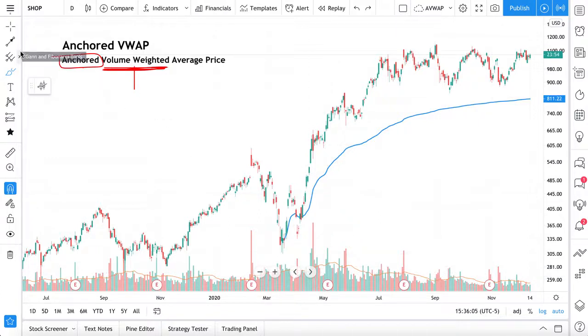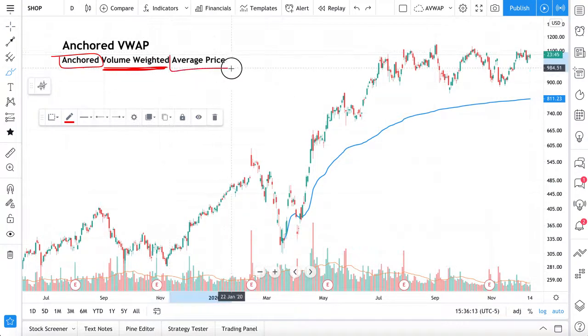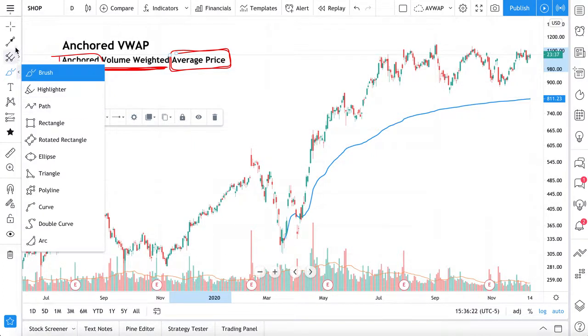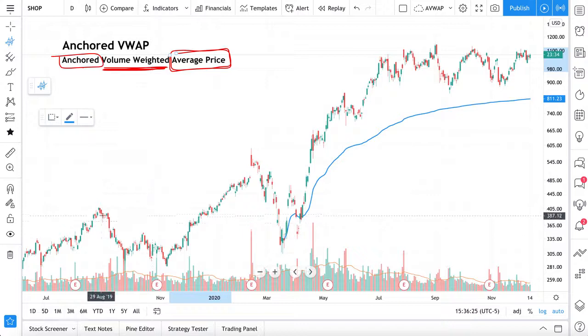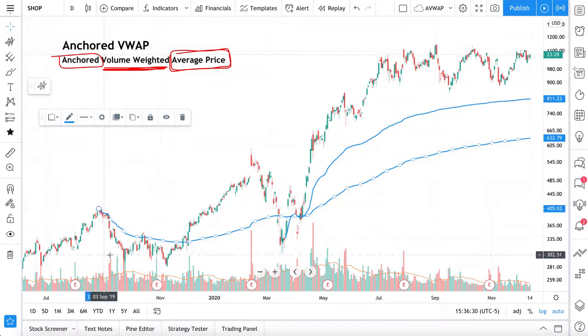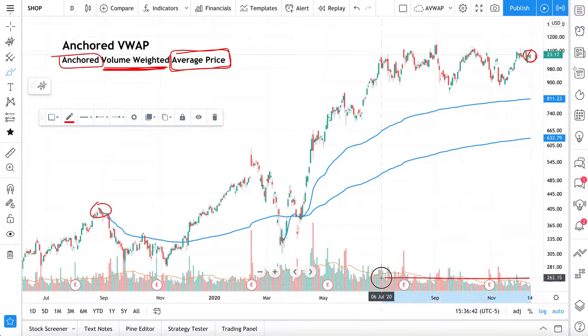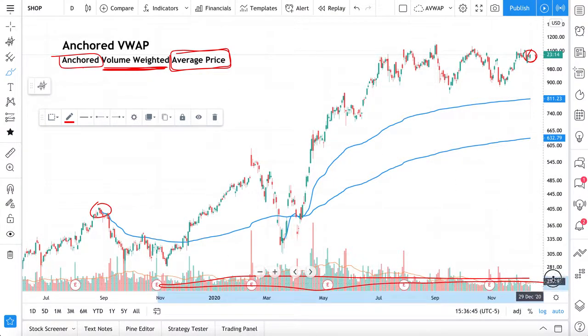So now we know what anchored means, and we also know what volume weighted means. Now let's talk about average price. What does that aspect mean? Well, here's our Anchored VWAP right here. From our starting point, our anchor, so we click, there it is. It's now calculating the average price of this security from this starting point to the current point, and it's using volume as a way to weight that average price.